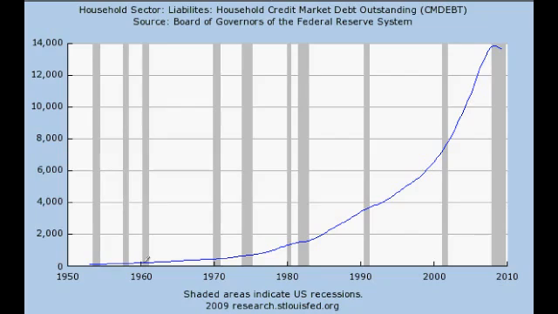In 1960 they owed very little. In 1970 they owed very little. It took till after the big recessions of the early 80s before they went through the barrier of owing over $2 trillion, $2,000 billion, which is $2 trillion. After the recession of the early 1990s, they had broken through $4 trillion.